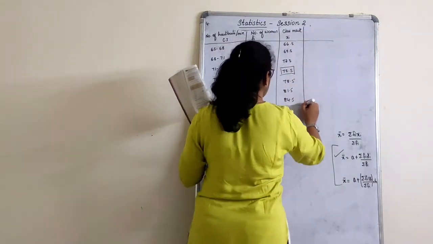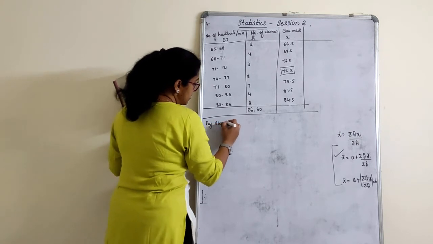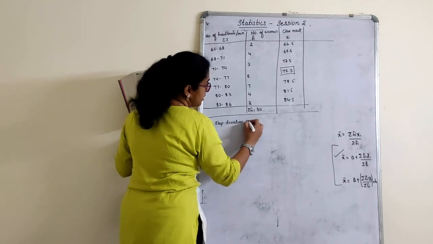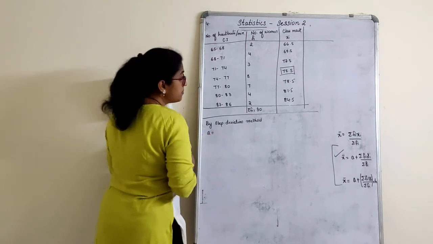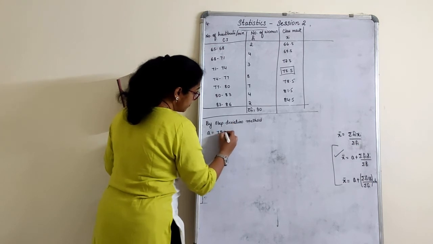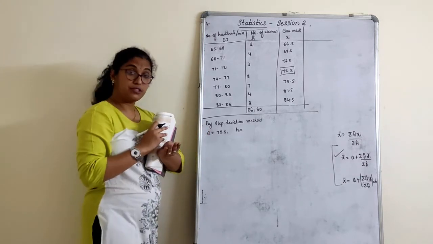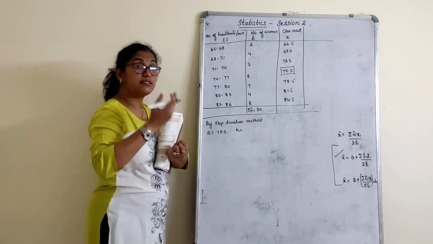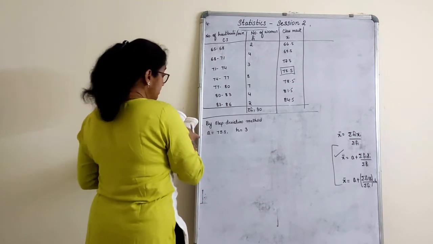Middlemost average. Before that, which method shall we use now? By step deviation method. In step deviation method also, I want assumed mean. Assumed mean is 75.5. Also, I want size of the class. Right? Count 65, 66, 67, 68. 4. But 68 is repeated in the next one. So size is 3. Size of the class interval is 3 here.